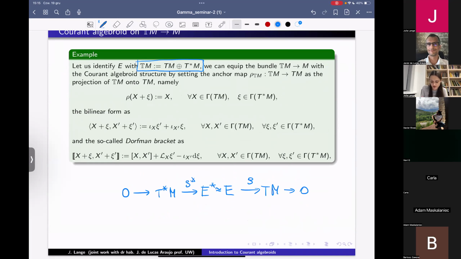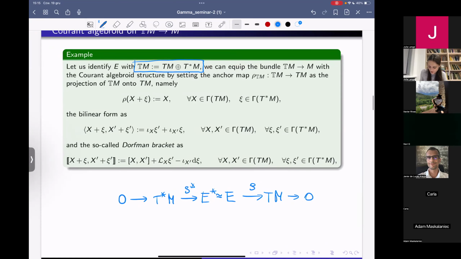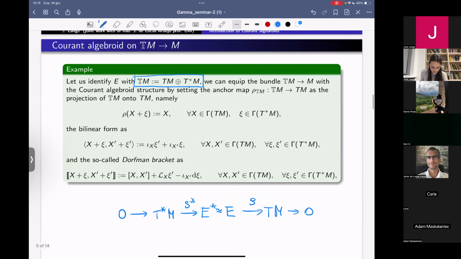In some references, you can see that name for this bundle. So this is basically a Whitney sum of tangent space and cotangent space, okay? Yeah, so further on, we will basically consider these types of bundles where E is just this generalized tangent bundle.